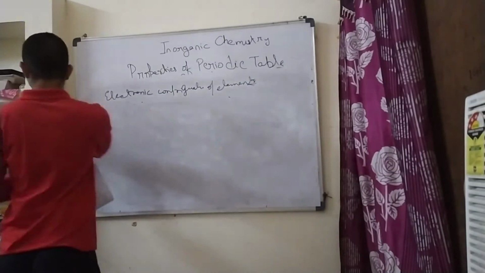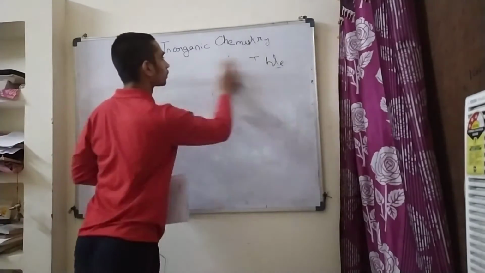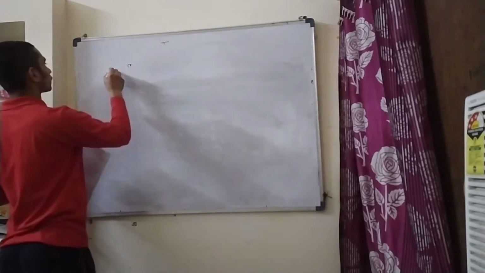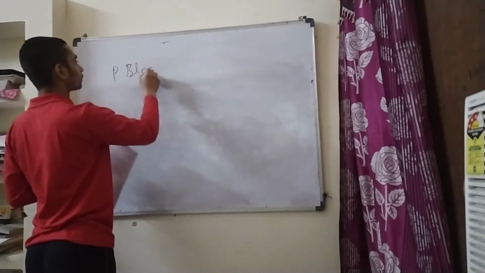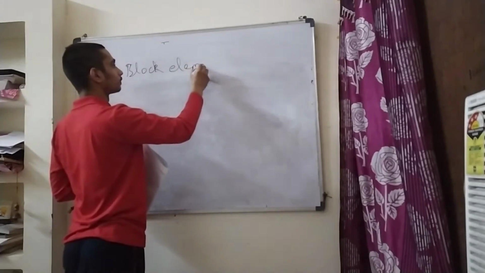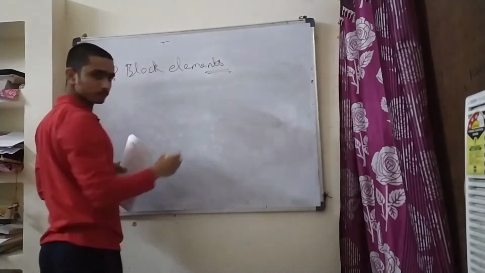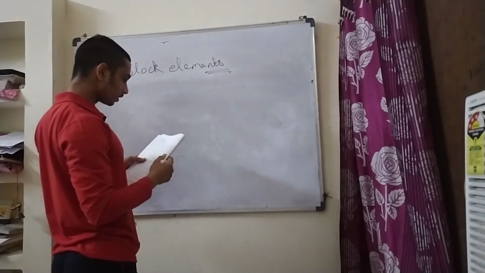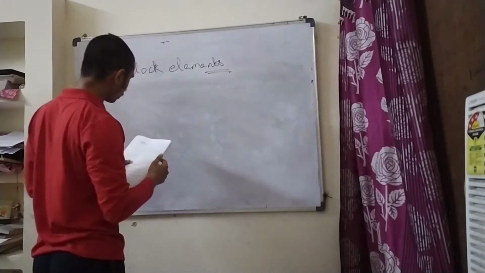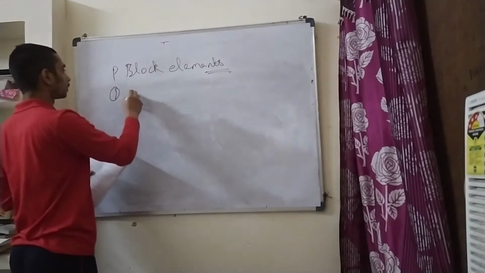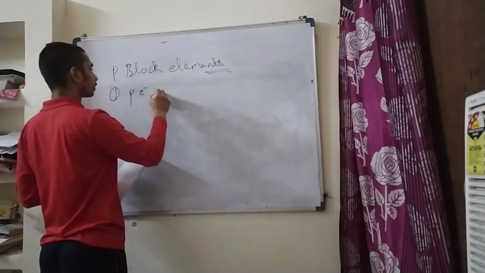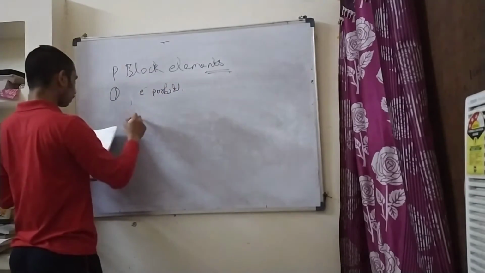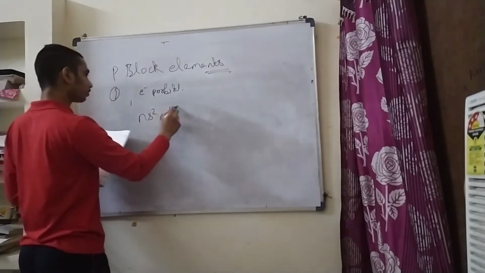Then we come to p block elements. The elements of the periodic table in which the last electron is filled in the p orbital, same as the s orbital, here the electron enters the p orbital. The general electronic configuration is ns2 np1 to 6.